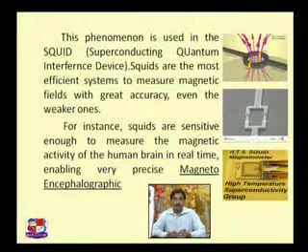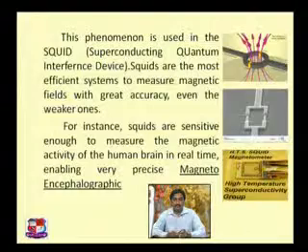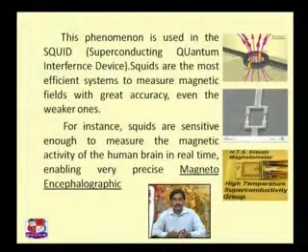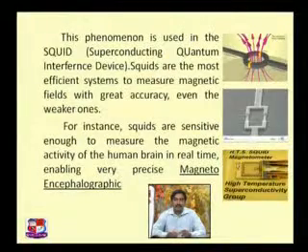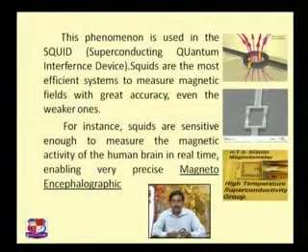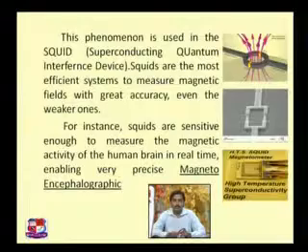The structure is already shown in the diagram. We have two junctions which we are going to join together, and the real photograph is also shown. When we use it, what kind of application do we get? When a small current passes through this superconducting ring, the magnetic field passing through it will create an imbalance in the device, and due to that a small voltage or potential difference will be created, and that can be identified.